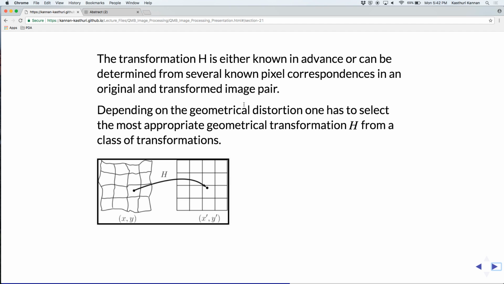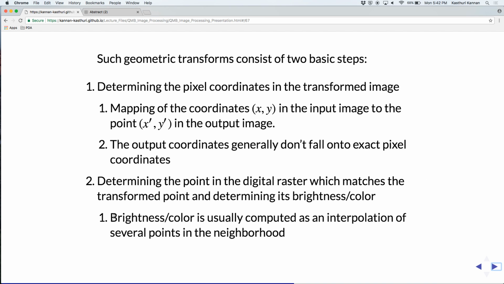Depending on the geometrical distribution, you can choose. For instance, this is an image, and you are trying to transform it. Either you know the transformation H, or you can try to compute H inverse to find the transformation. So what two things are needed for the transformation?